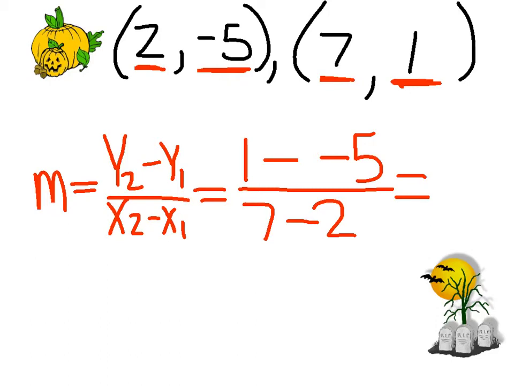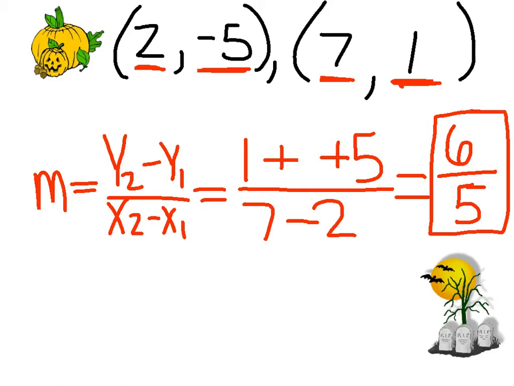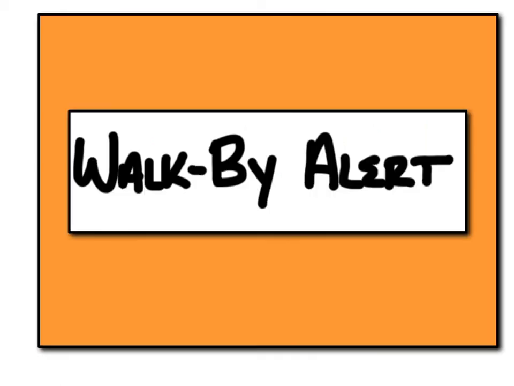What do we do when we subtract a negative? Right, it's going to change to plus positive. 1 plus 5 is 6. And 7 minus 2 is 5. So the slope of the line that contains these 2 points is going to be 6 over 5.